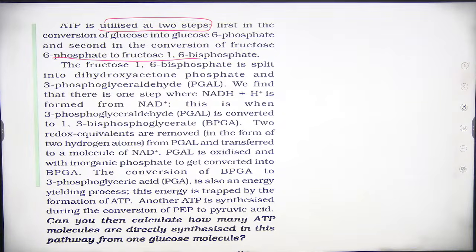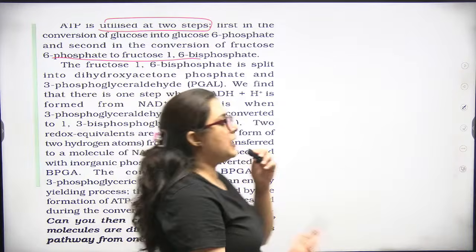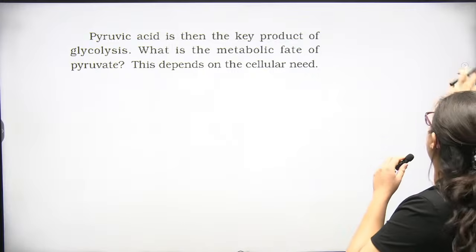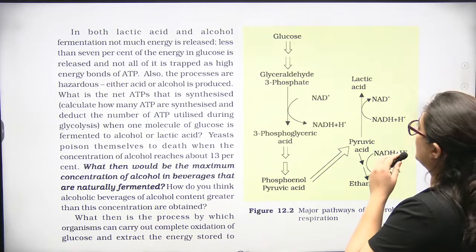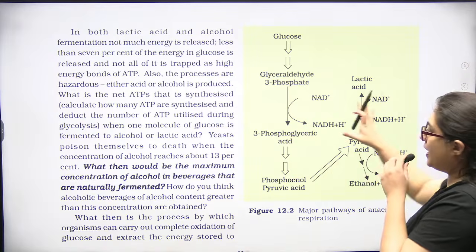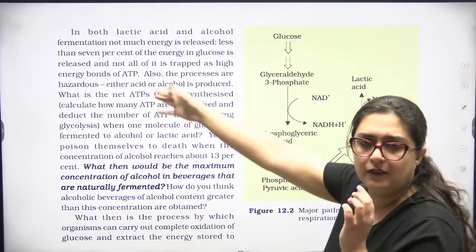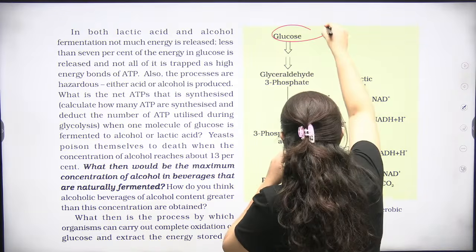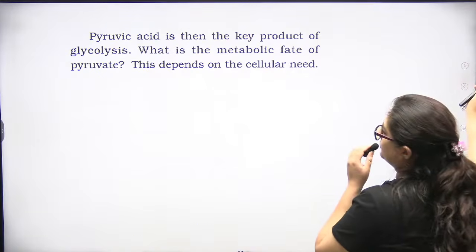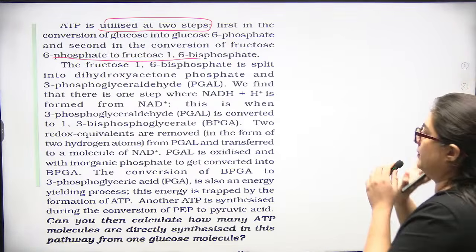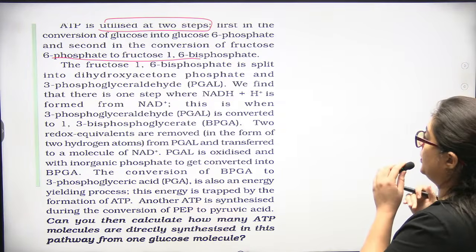The fructose 1,6 bisphosphate is split into dihydroxyacetone phosphate. Now, this is given completely as a paragraph. We will see the reactions. This is what is written here in the paragraph. So, paragraph learning is boring, we'll see the reactions. Glucose is converted into, we have to deal with this, because after that you will be able to understand.